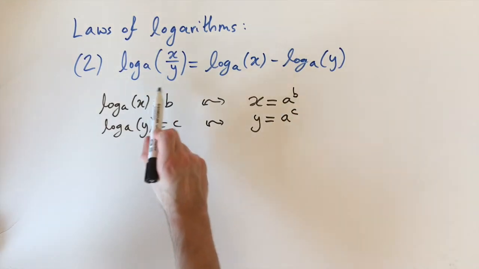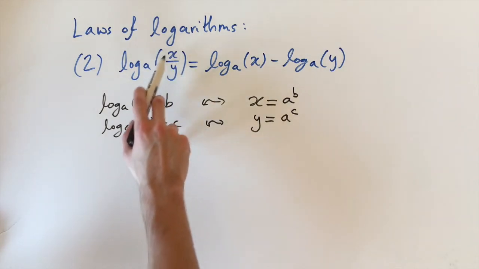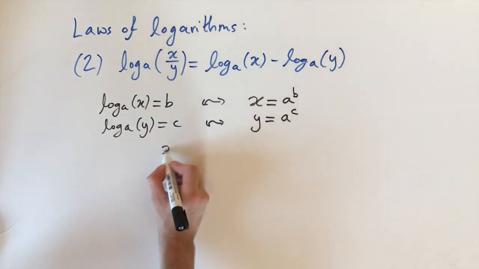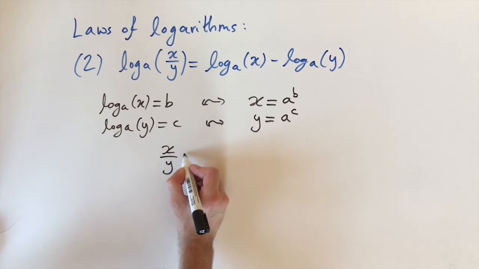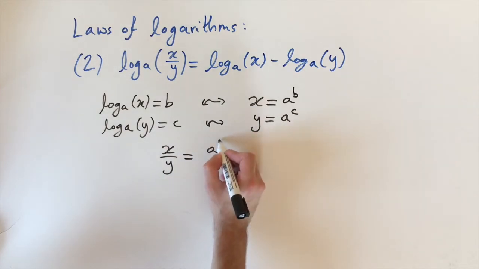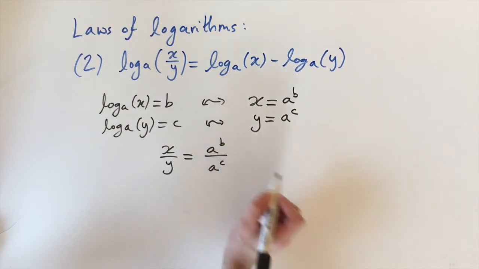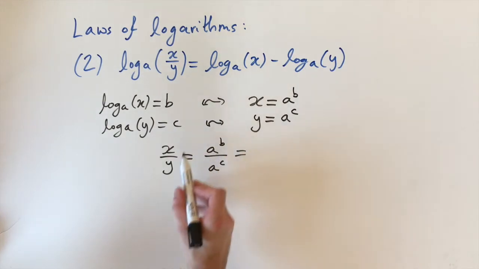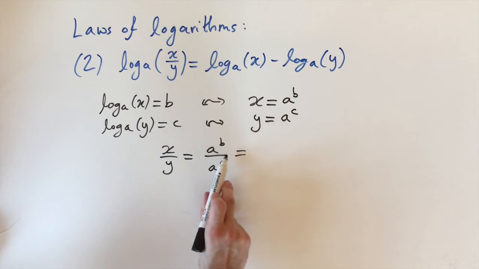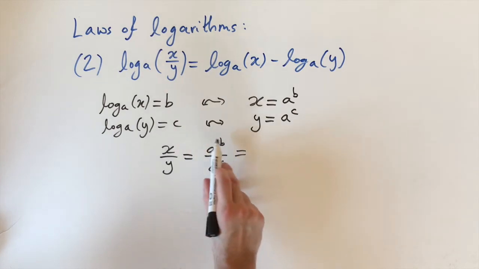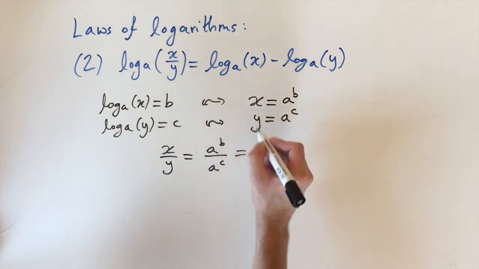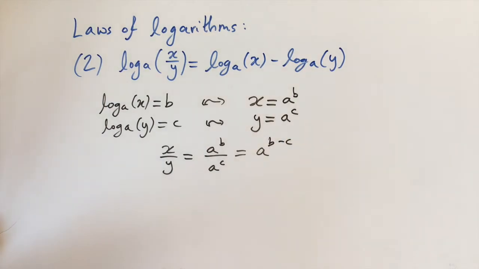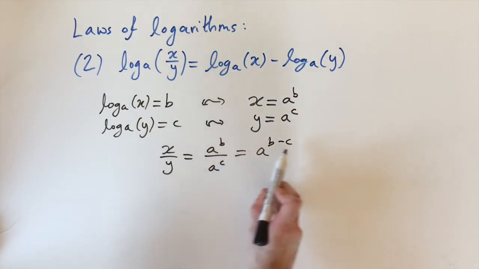Before we wanted to know what x times y was, this time we want to know what x divided by y is. So if we work this out, x divided by y is a to the power of b divided by a to the power of c. And now we apply the laws of indices. This tells us that if we divide two numbers which are exponents to the same base, we can just subtract the powers. So this is the same as a to the power of b minus c. And this is how we convert a division into a subtraction.